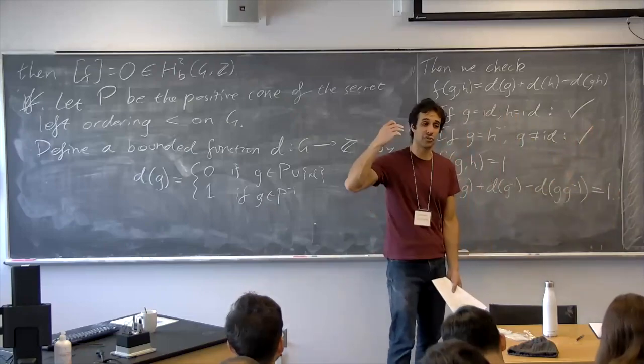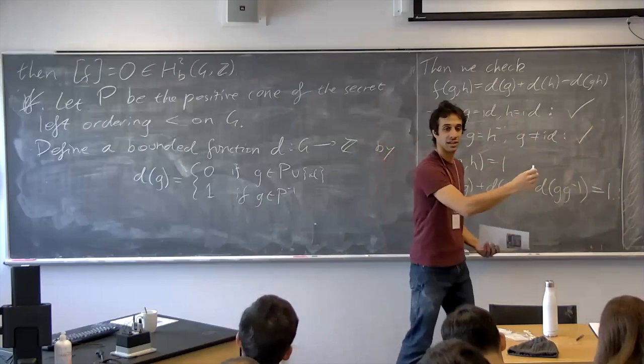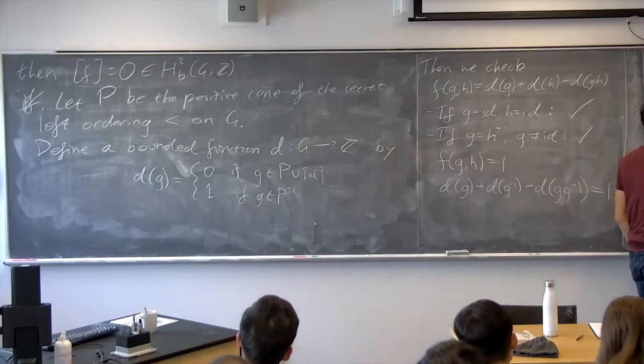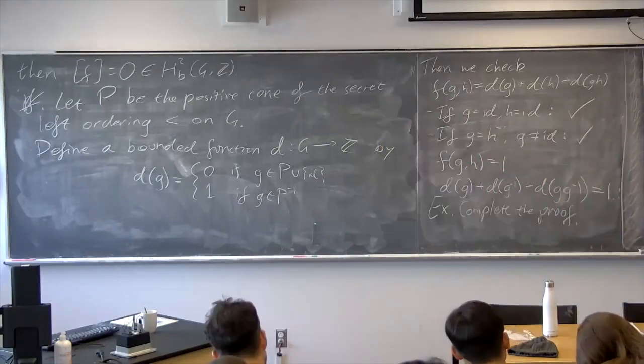And you just run through every case. G is positive and H is negative, and so on. You run through and you show it works. So exercise: do the rest. Questions about this?